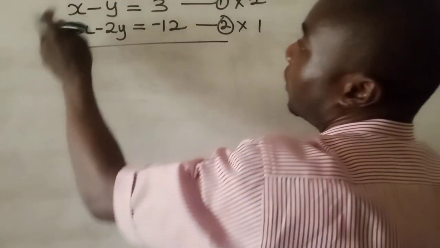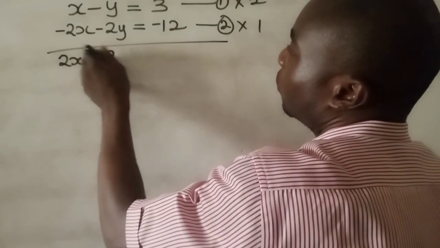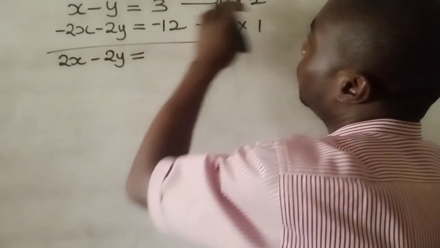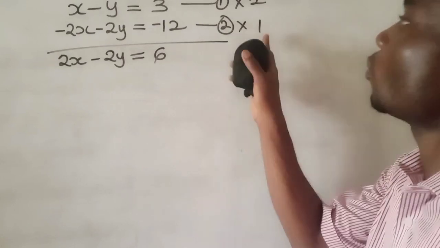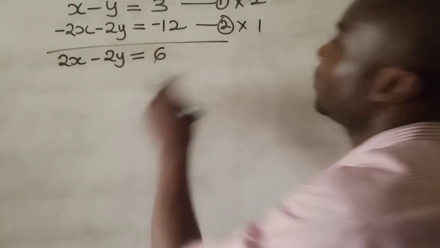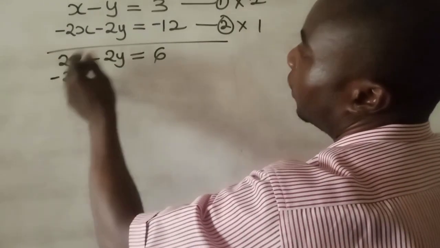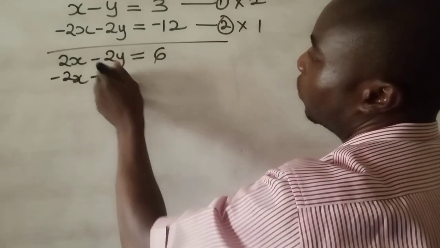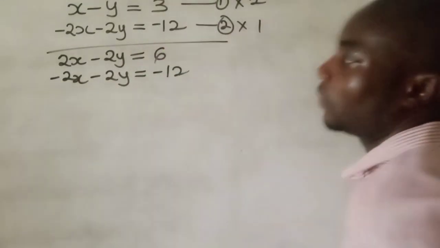So we have 2 times x, we have 2x. 2 times minus y, we have minus 2y. And that's equal to 2 times 3, which is 6. All right. So 1 times the whole of this, we'll still have the same thing. 1 times minus 2x, so we'll have minus 2x minus 2y. And that's equal to minus 12.